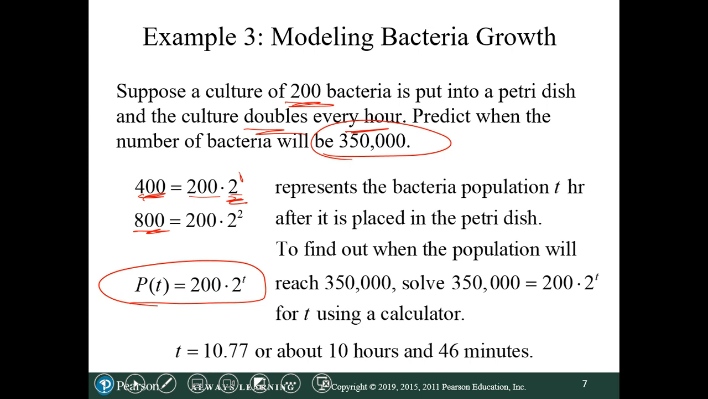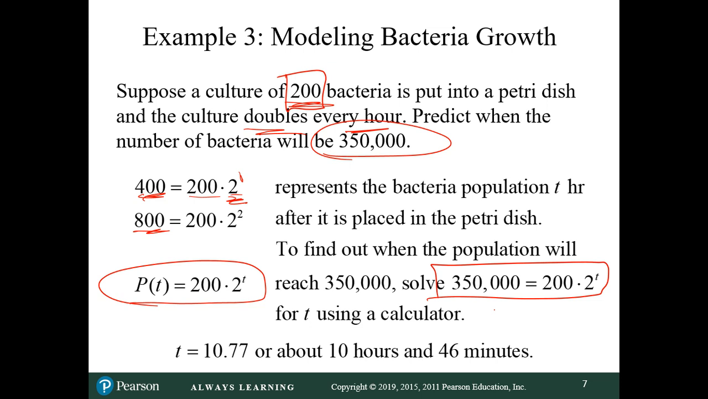Okay? Suppose a culture of 200 bacteria is put into a petri dish and doubles every hour. Predict when the number of bacteria will be 350,000. Okay? So you start with 200. And then after 1 hour, you'll have 400. After 2 hours, you'll have 800. So it's 2 to the t times 200. And you set that equal to 350,000.